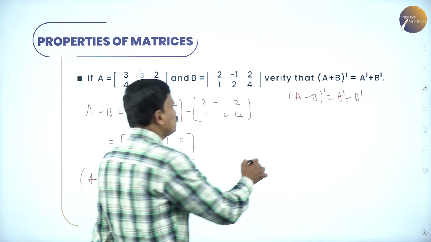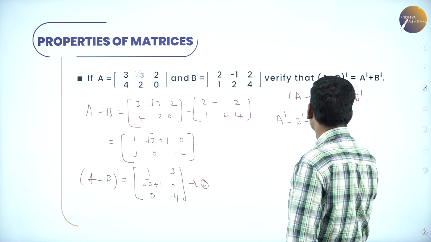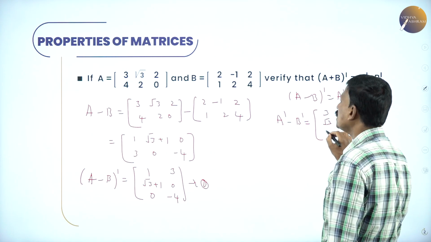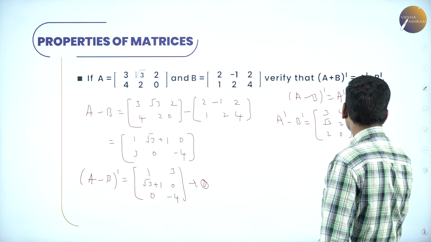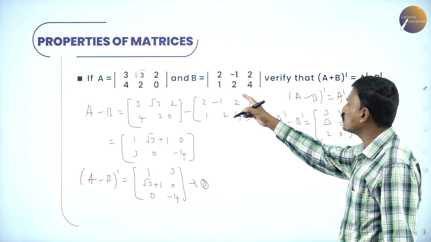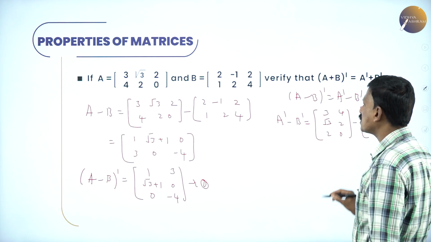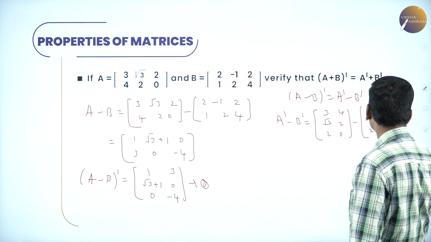Now coming to this, straight away find out A dash minus B dash, the right hand side. The transpose of A is equal to 3, root 3 and 2; 4, 2, 0, minus the transpose of B. Transpose this matrix: first row 2, minus 1, 2 becomes first column. Second row 1, 2 and 4 becomes second column.